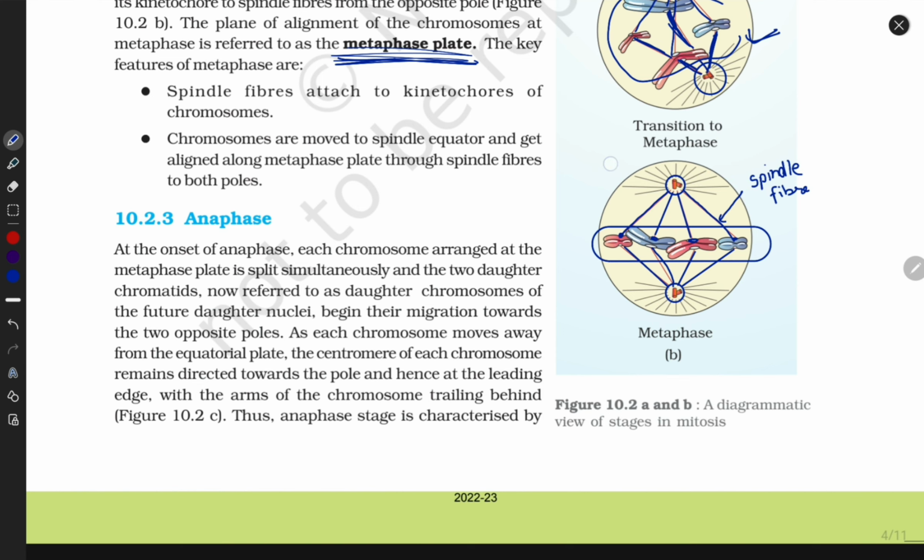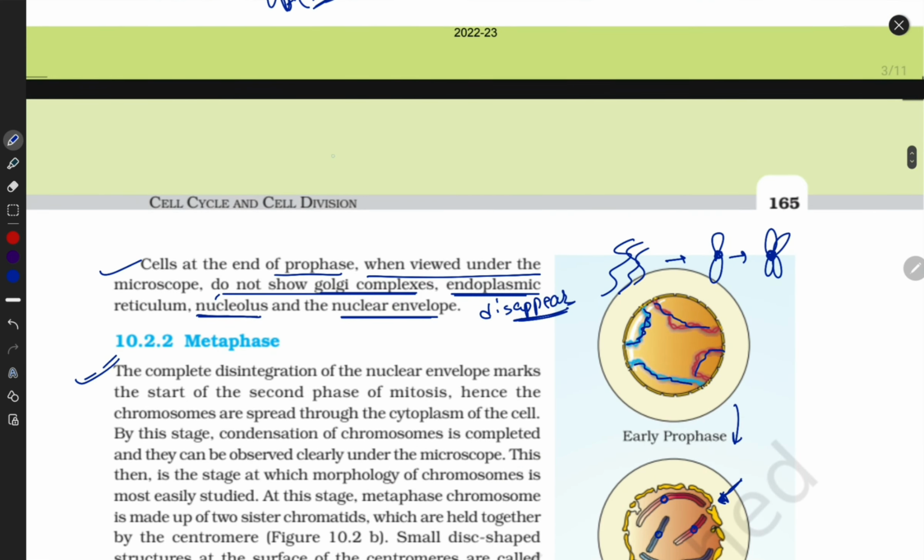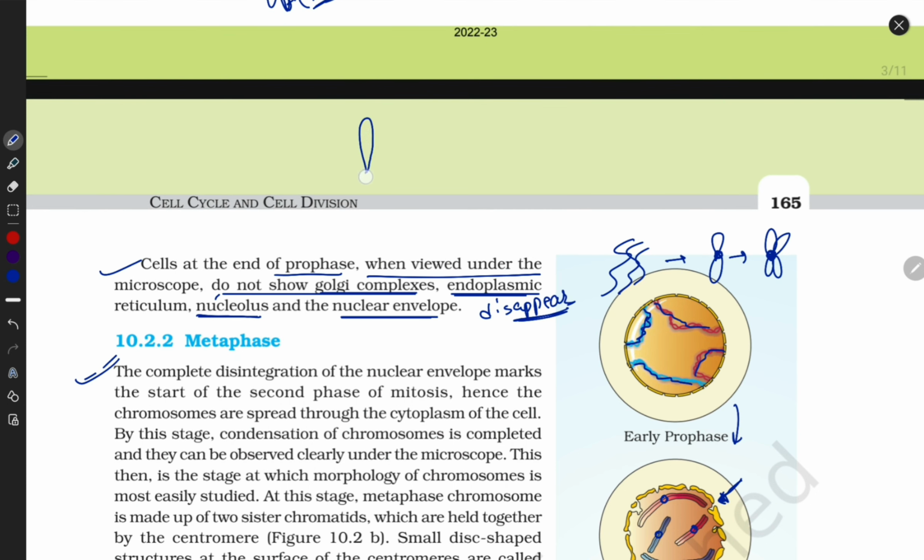Look at me, guys, here. This is the chromosome. This is the chromosome, guys. Here, this is the spindle fiber, and this is the spindle fiber. This spindle fiber connected with another centriole. This spindle fiber connected with another centriole. This is the arrangement. They connected with the centromere, center part of the chromosome.